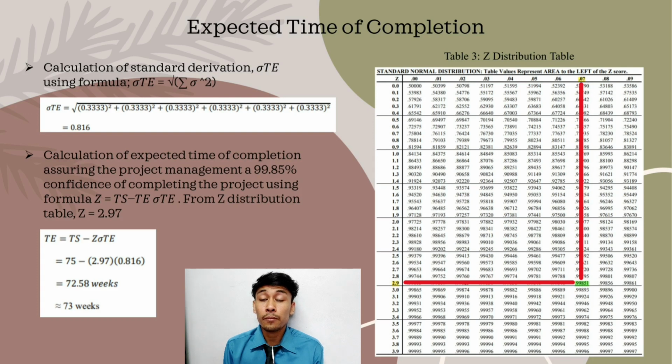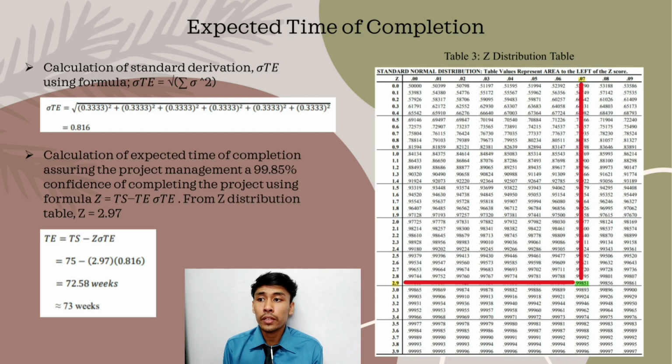TS is our critical path value, which is 75 weeks. Standard deviation is 0.816 and Z, we need to find it using the Z distribution table. Based on the project completion percentage given, find the 99.85% on the table. Then pick the left column value and add it with the top row value. The Z value that we get is 2.97.